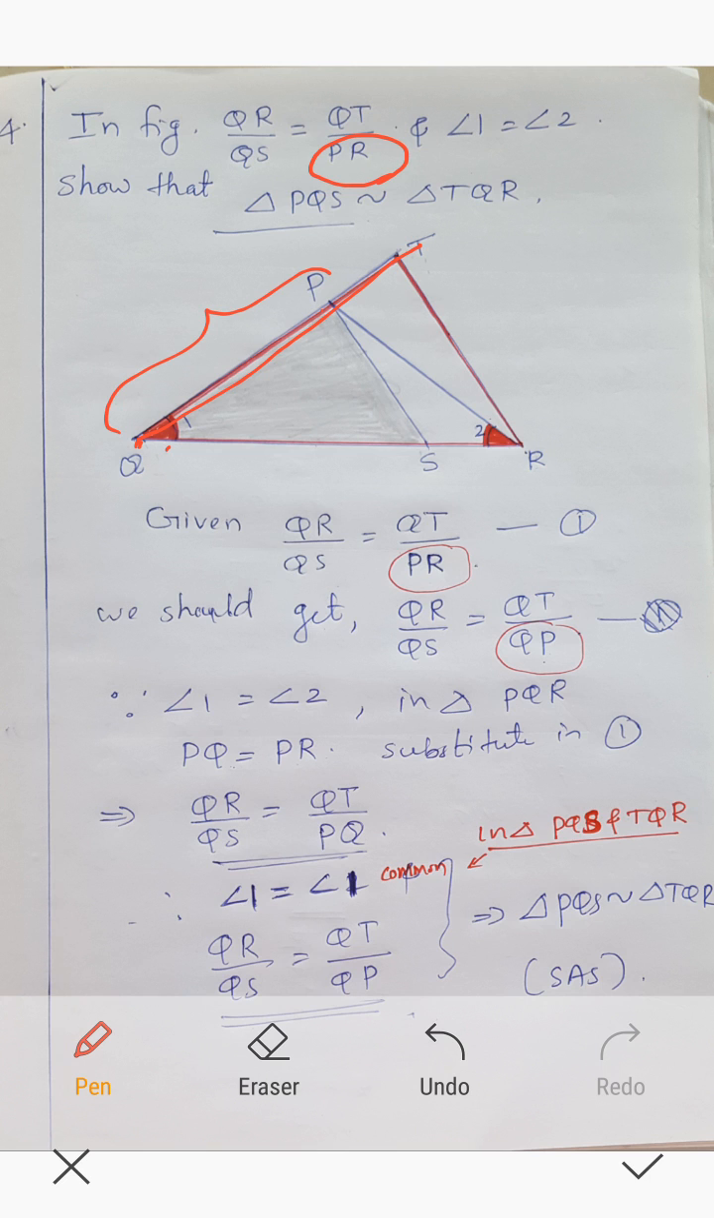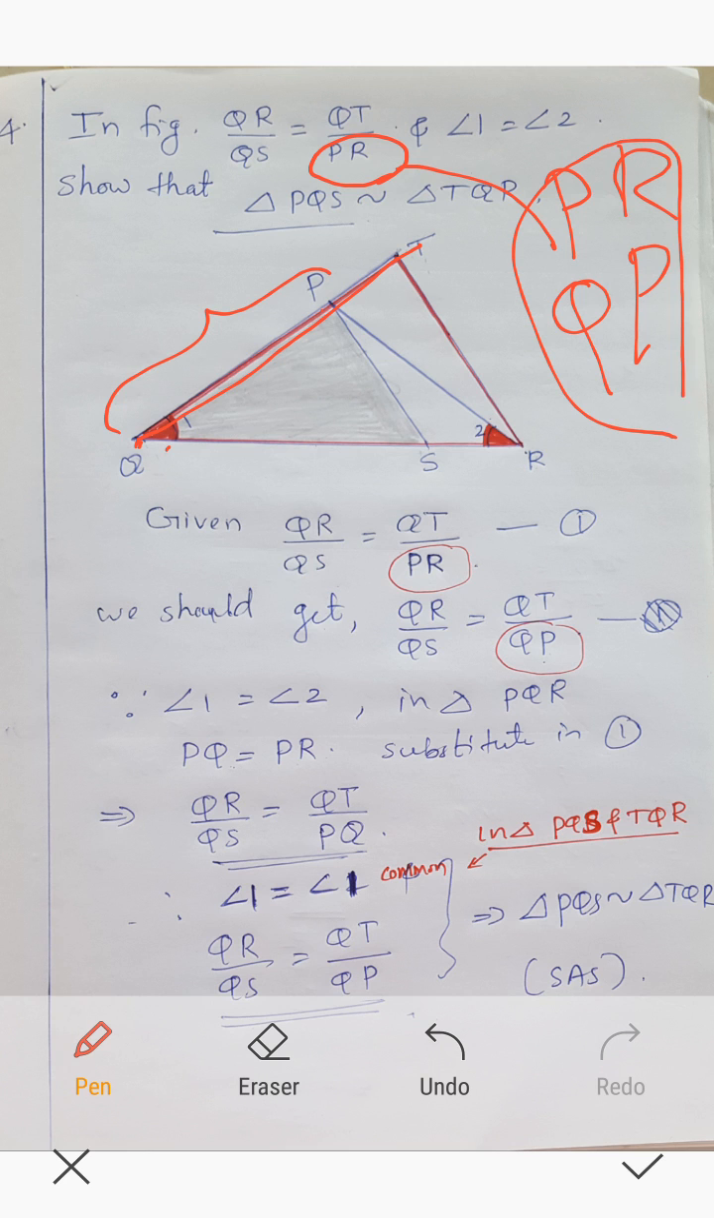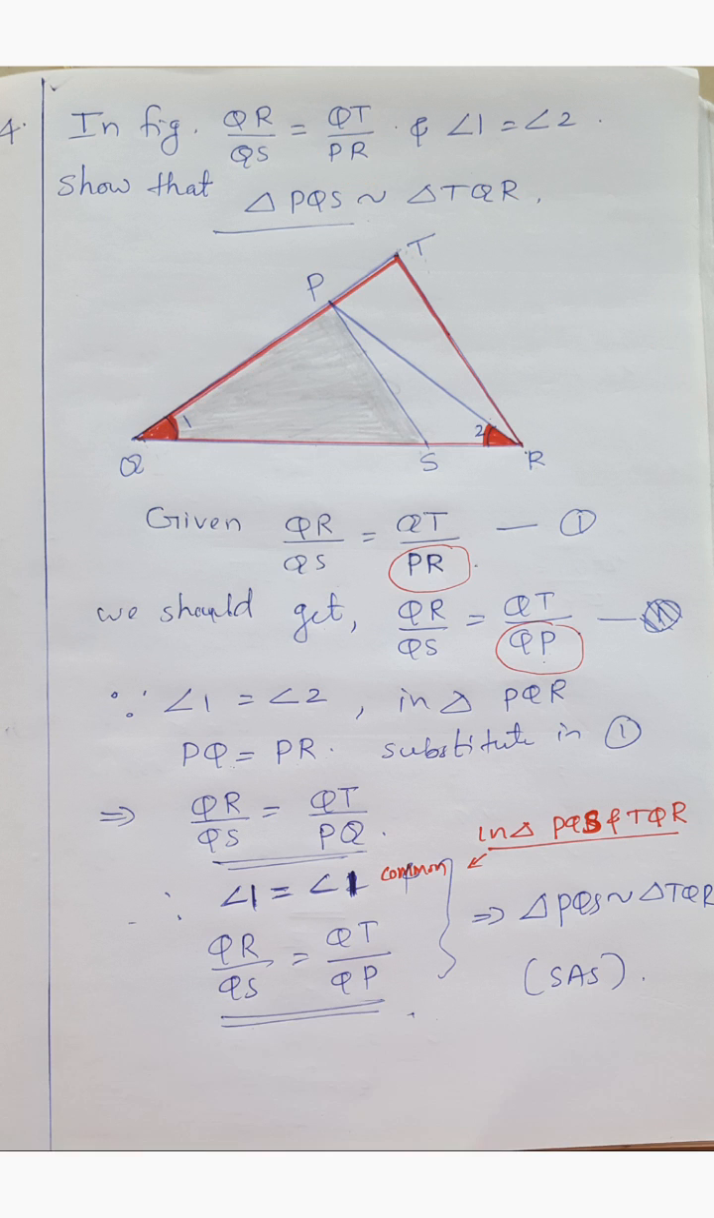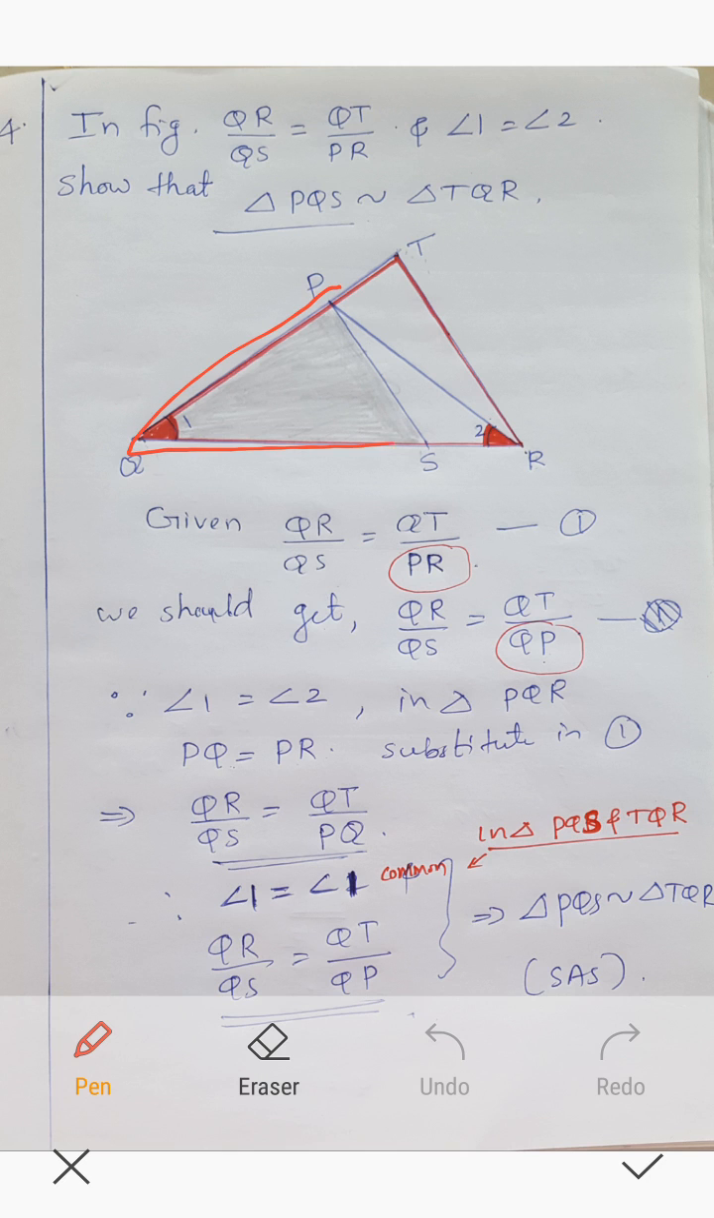And think, is there any chance to convert PR to QP? Actually, in the ratio, in the place of PR, we need to get QP. Then we can prove the triangles similar by SAS similarity. And is there any chance to make PR and QP equal? See this one. PR and QP in this triangle. Look at this triangle. In this triangle, angle 1 equal to angle 2.